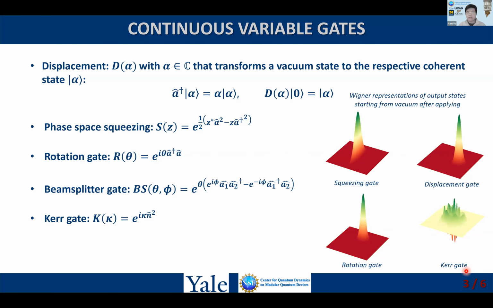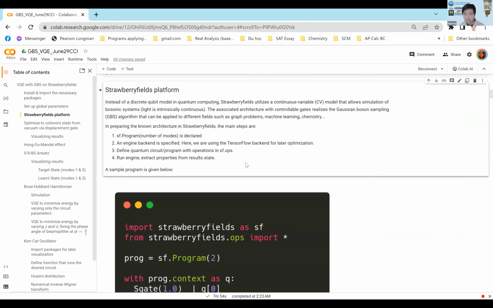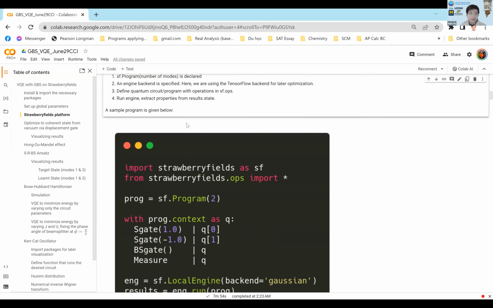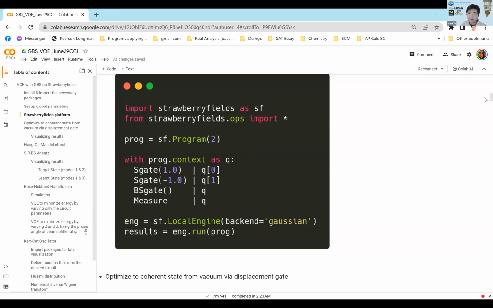So, as I mentioned earlier, since we can build a quantum circuit with continuous variable gates that are shown in the slides, now I'm going to demonstrate how we can actually implement that. So I have prepared this notebook here. And as you can see, this is a sample program, a very standard program on Strawberry Fields to run it.